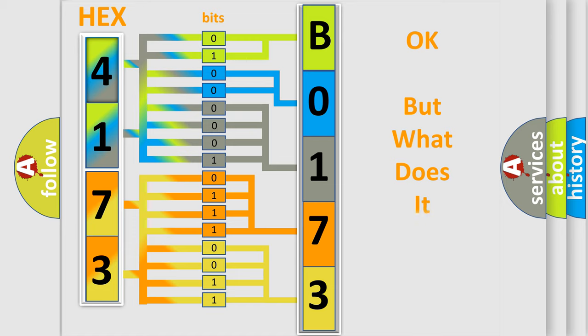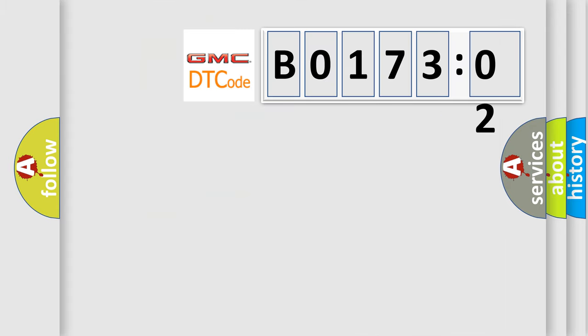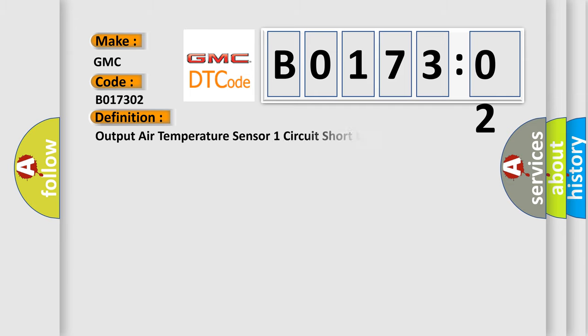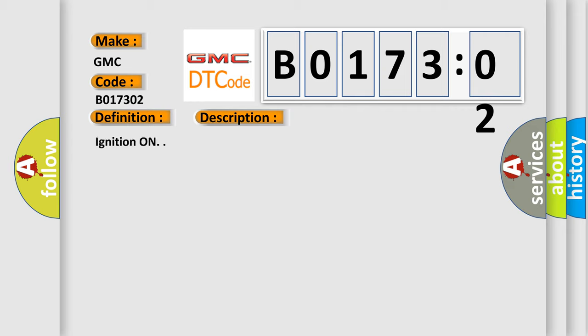The number itself does not make sense to us if we cannot assign information to what it actually expresses. So, what does the diagnostic trouble code B0173-02 interpret specifically for GMC car manufacturers? The basic definition is: output air temperature sensor 1 circuit short to ground. And now this is a short description of this DTC code.